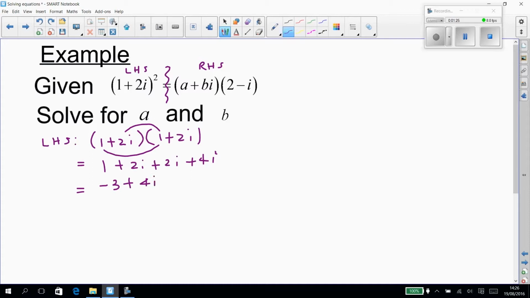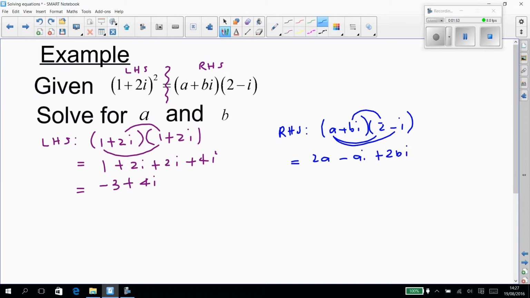I now go on and look at the right-hand side of this expression, and I'm going to simplify it. So it's (a + bi) multiplied by (2 − i). So we multiply carefully. a times 2 gives you 2a. a times negative i gives you negative ai. bi times 2 gives you plus 2bi. And bi times negative i gives you minus bi².